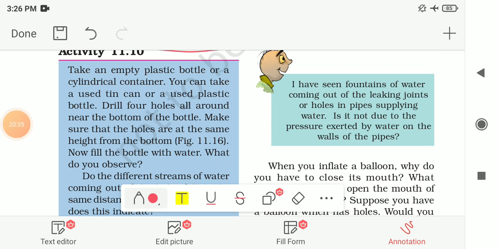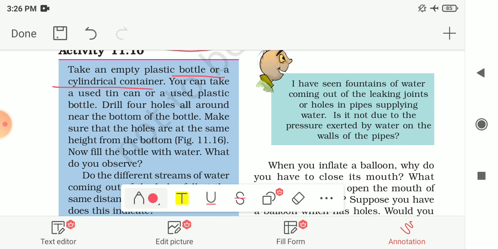So for that you require an empty plastic bottle or a cylindrical container. You can also take a used tin can or a used plastic bottle. You have to take the cylindrical bottle, you can use the used plastic bottle or tin can also. Then drill out 4 holes all around near the bottom of the bottle and make sure at that time that the holes are at the same height from the bottom.